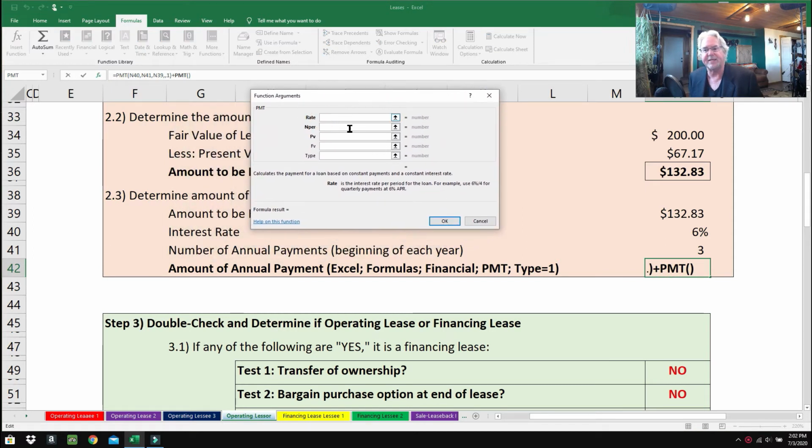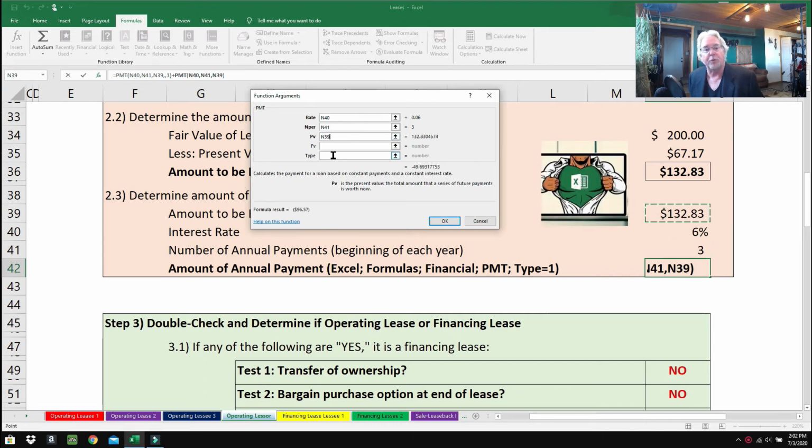The rate is 6%, so you just click on 6%. The number of periods is 3. And the present value is 132.83. And we have to type in the number 1 where it says type. Type in the number 1.